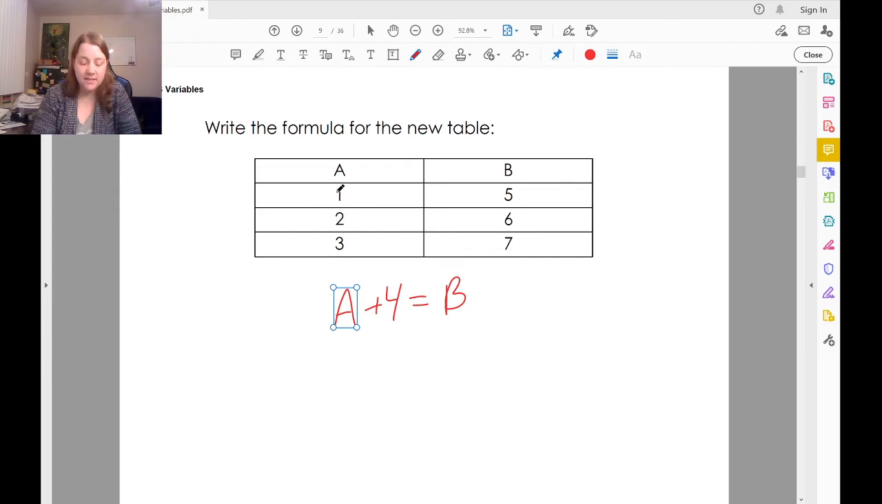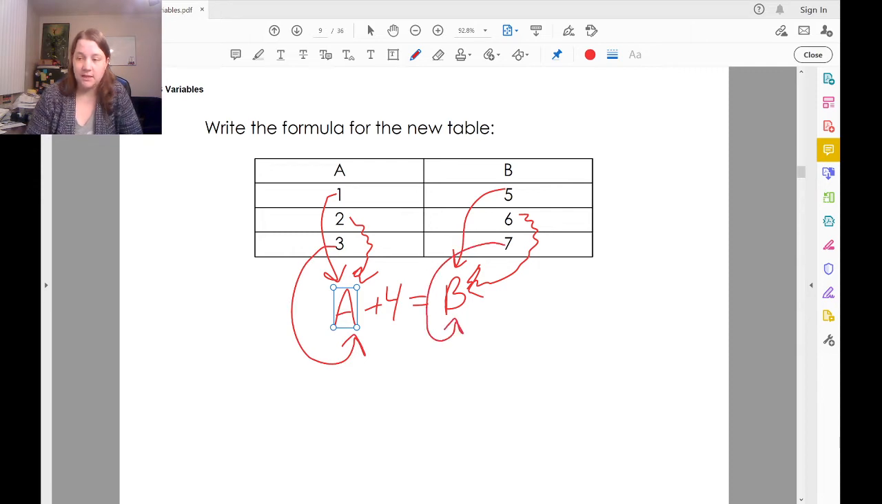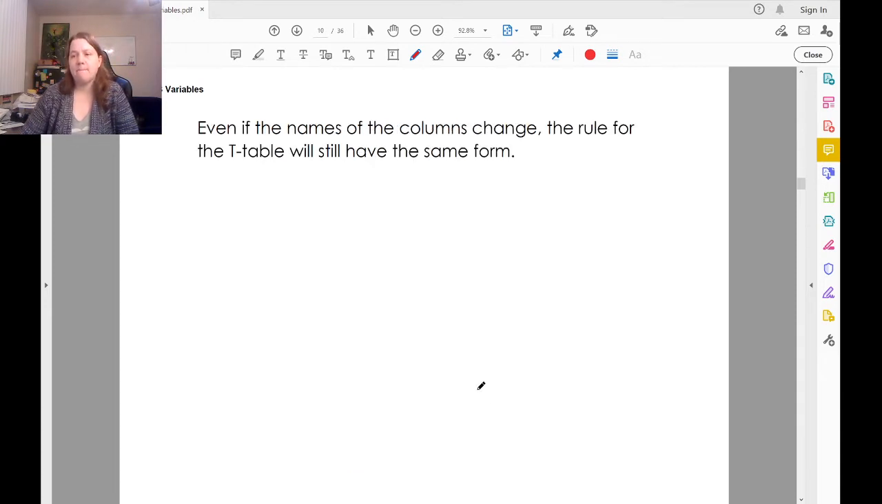Because if I take this number 1 and I put it in A, I'm going to get this number. If I take this number and put it in A, I'm going to get this number. And if I take this number and put it in for A, I'm going to get this answer. 1 plus 4 equals 5. 2 plus 4 equals 6. 3 plus 4 equals 7.